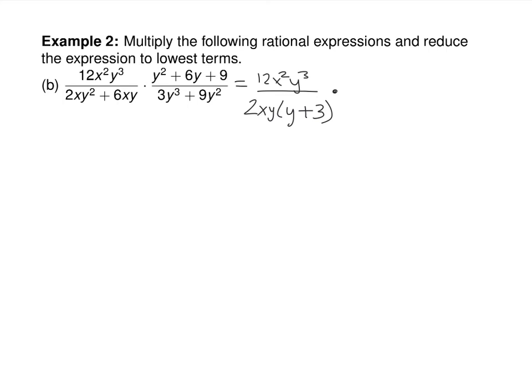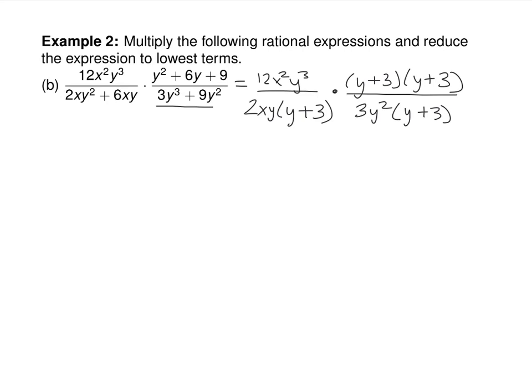Now, how about this y squared plus 6y plus 9? What multiplies to make 9 and adds to 6? 3 and 3. So I got y plus 3, y plus 3. And in this denominator, what's the greatest common factor of that group of stuff? 3y squared. If you want to cross stuff off when you cancel, just don't scribble it out so I can't see what you had, just cross it off lightly.